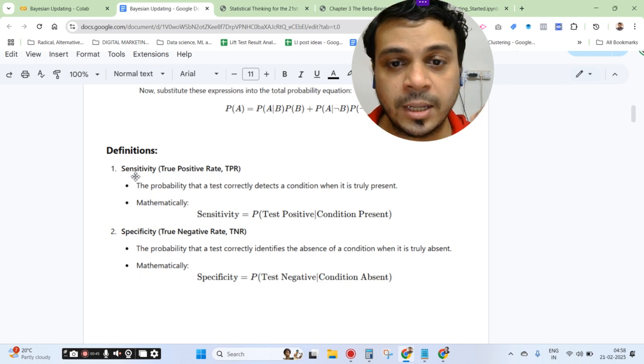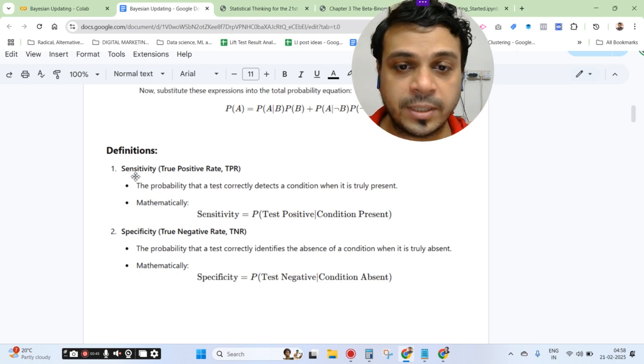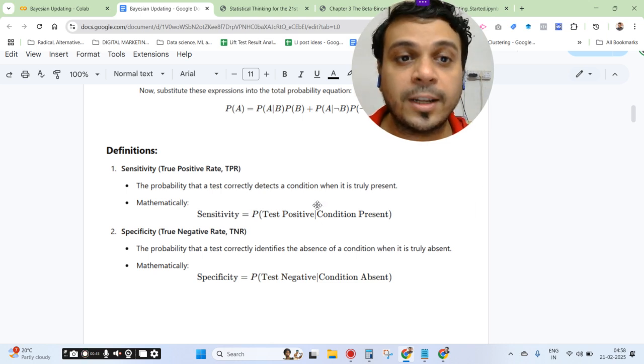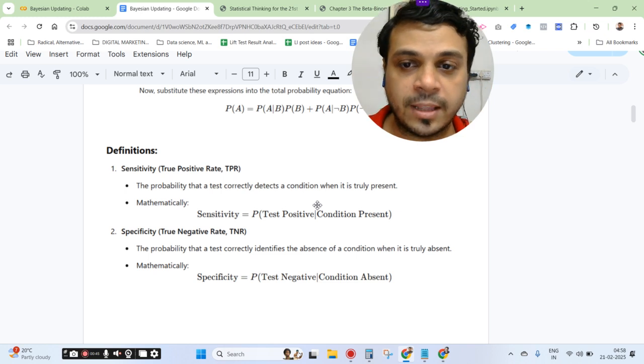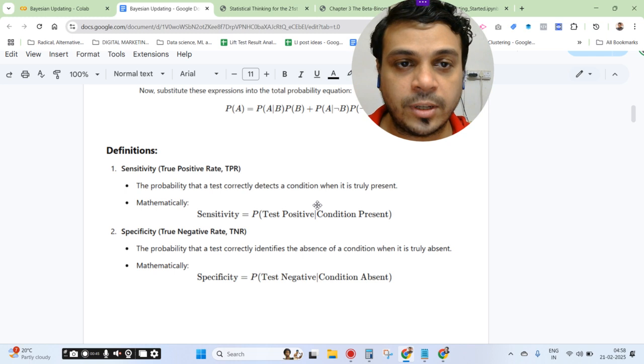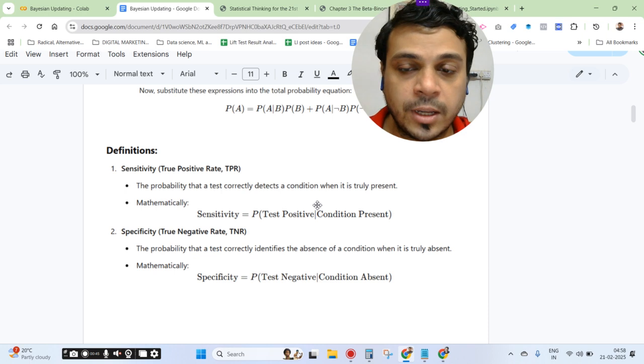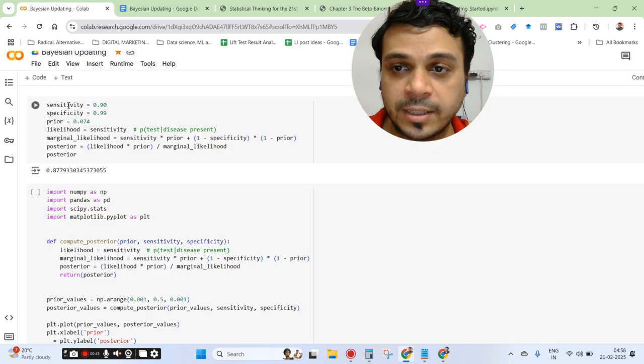So for instance, when it detects a condition when it is truly present, this is given by this conditional probability. This is called a conditional probability to those who are uninitiated: the probability of testing positive when the condition is actually present. Suppose a patient does really have the disease, and then the test is truly and properly classifying them as having the disease. This is called sensitivity, and that percentage has been given as 90%.